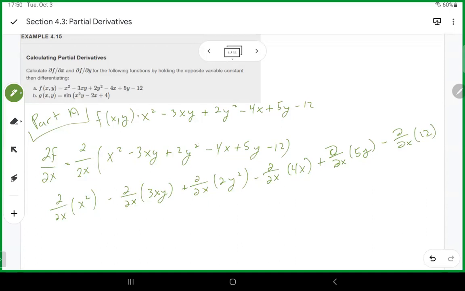Okay. So, then we're looking at 2x minus 3y plus 0 minus 4 plus 0 minus 0. So that ends up being 2x minus 3y minus 4. And that is the same as what we found earlier.